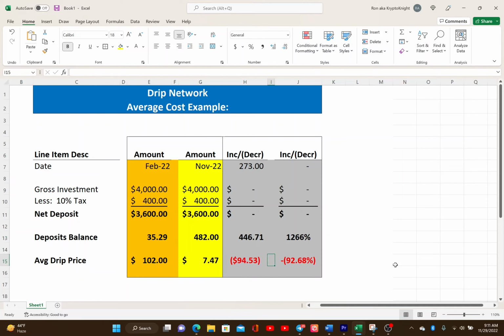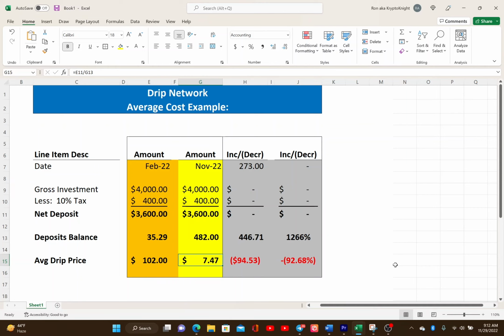Oh, by the way, what did that do to your average price? Brought you way down, $94.53 less. You decreased your average cost percentage-wise by 92.68%. Are you serious? Where's the good news in there? Right here, the $7.47.